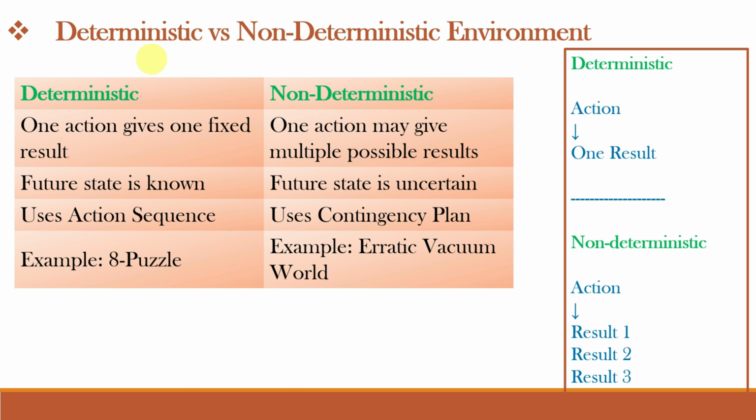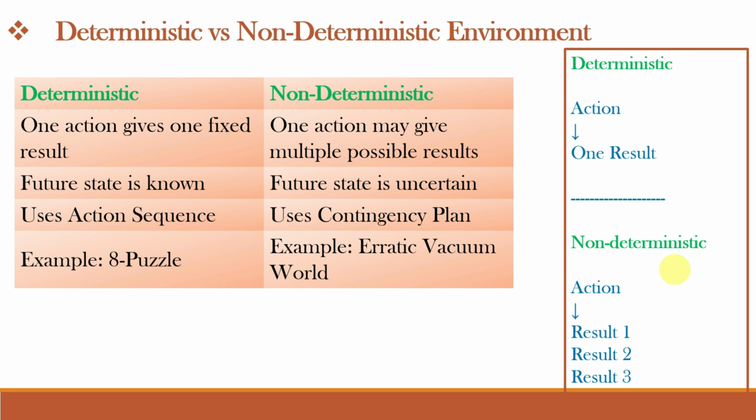Before understanding the algorithm, let us first understand the difference between the deterministic and non-deterministic environments. In a deterministic environment, every action has only one possible result. For example, in the 8 puzzle problem, if we move the blank tile to the left, we always know exactly what the next state will be. So a simple sequence of actions is enough to reach the goal.